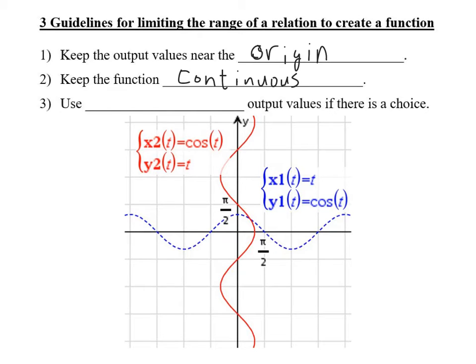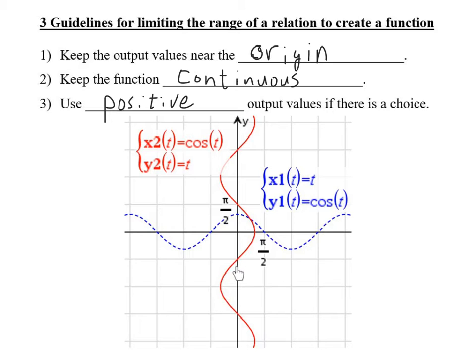And then the third thing is we would like to use positive output values if there is a choice, okay? The order in which we try to apply these guidelines is in the order you see them, okay? So most importantly, let's try to keep our output values near the origin. Secondly, let's try to keep the function continuous. And then at the end, if we have a choice, let's try to use positive output values.